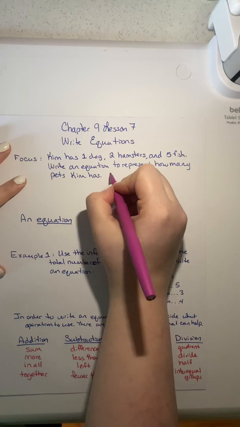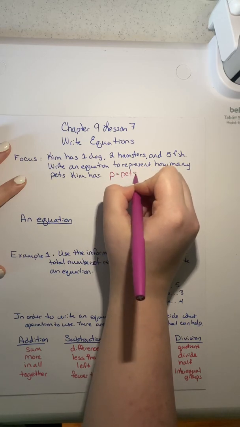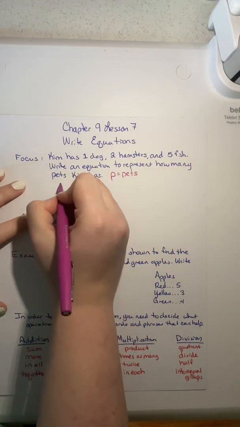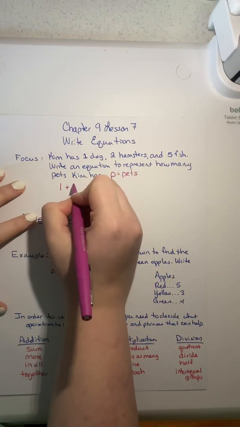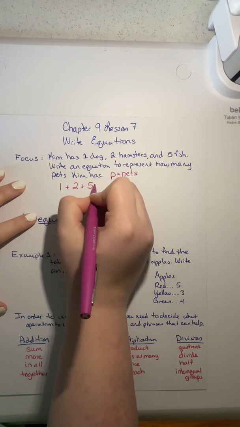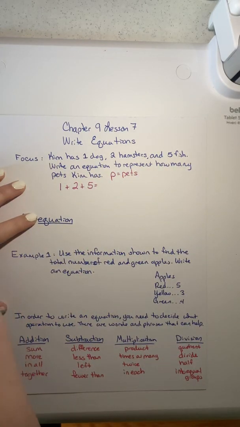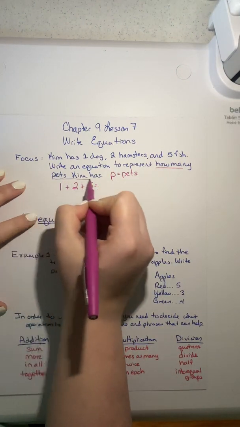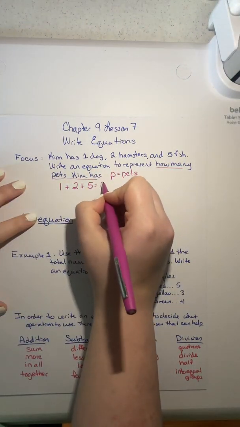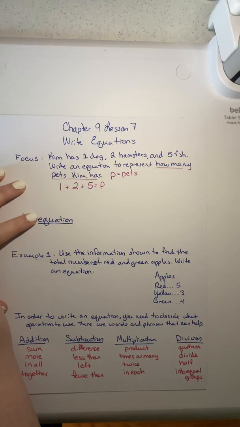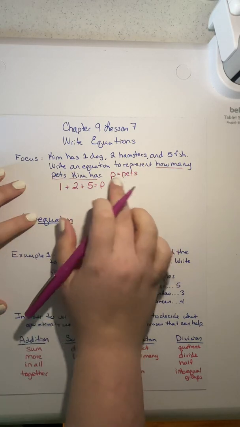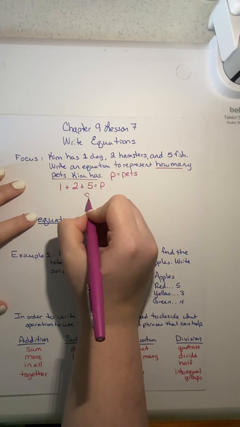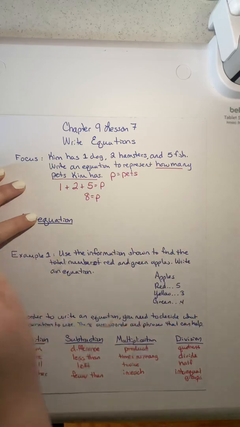We're going to use P for pets, so we can represent that as an equation. So she has 1 dog, 2 hamsters, and 5 fish. And the reason why we are using addition is we want to represent how many she has total. Okay, so we're going to put that as 1 plus 2 plus 5 equals P. Okay, because we're representing how many pets she has. So 1 plus 2 is 3, 3 plus 5 is 8 equals P for pets.